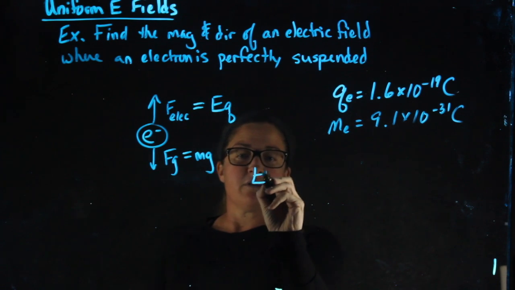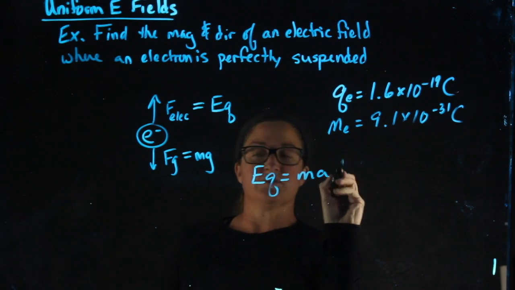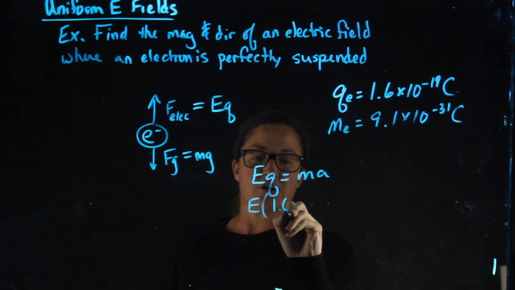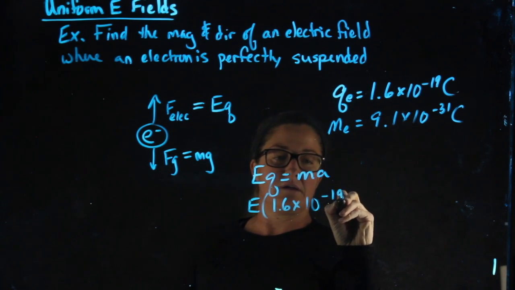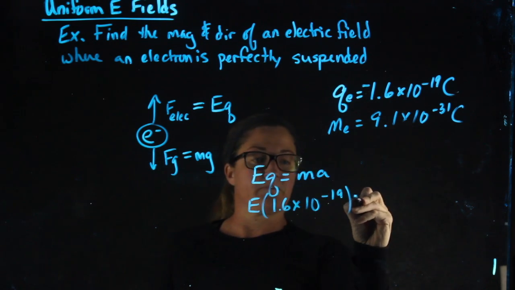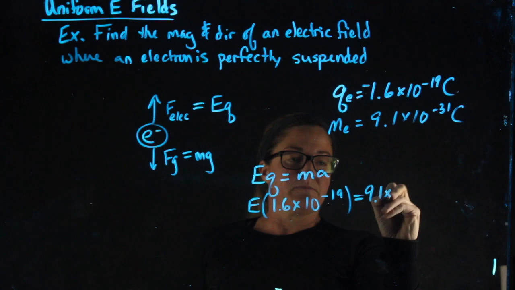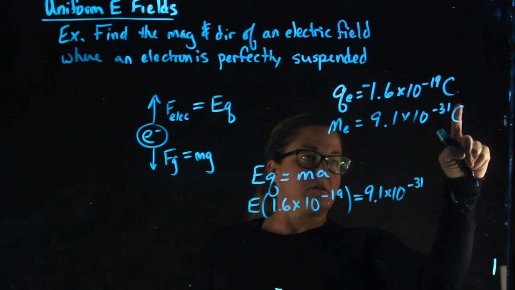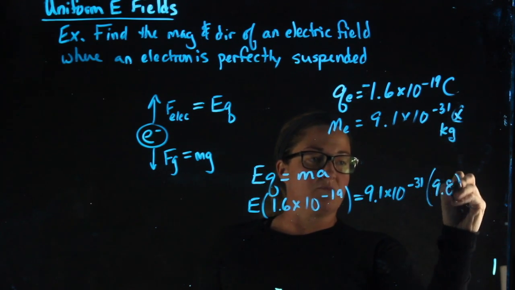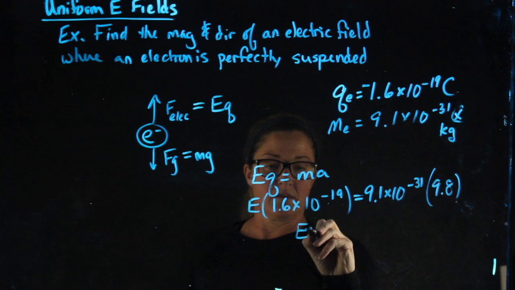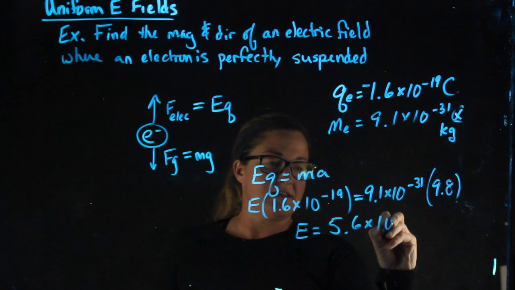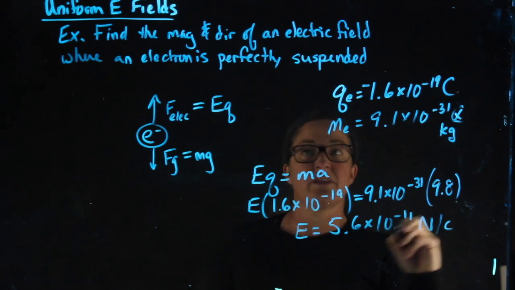Setting these two equal to each other, EQ equals mg. The electric field is what I'm looking for. The charge of an electron, by the way, the charge of an electron is obviously negative, but we don't use that in here. The mass of an electron, that should be in units of kilograms, times g, which is 9.8. Solving for E, I get 5.6 times 10 to the negative 11th newtons per coulomb.